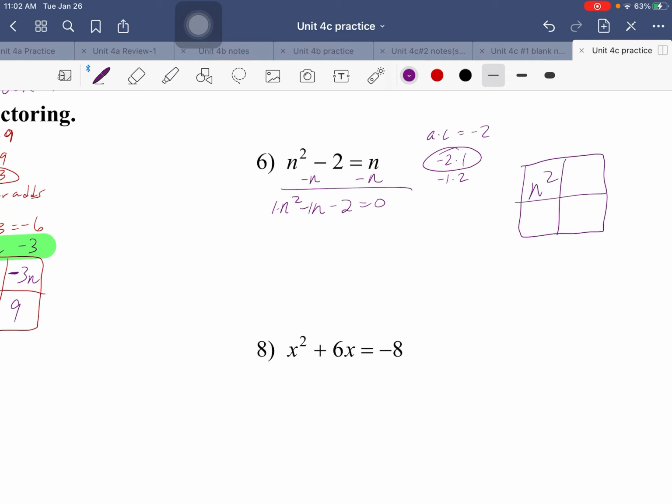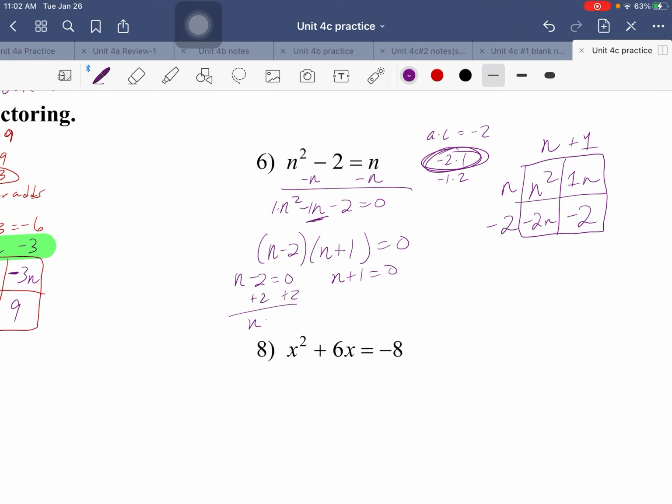So we get your Punnett square. First, the a term, top left. C term, bottom right. -2n and 1n go here, and we just add the n because the b term is n. Looking at your greatest common factors, the bottom row is -2. Top row is n. First column is n. And the last column is 1. That's a positive 1, and that's an n minus 2. So we have n minus 2 and n plus 1. It doesn't matter the order you write those in. That equals 0. Set each factor equal to 0 and solve them. So we're going to add 2, so n equals 2 is one of our solutions. And n equals -1 is our other solution.